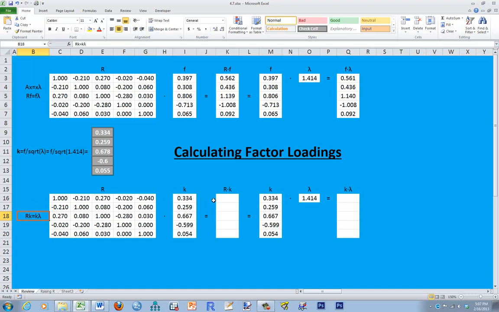So we can do matrix multiplication here and take our correlation matrix, and then the eigenvector normalized to 1, which is k, and we'll get that, and we see that R times k is the same thing as k times lambda, lambda still being 1.414. Okay. So essentially the same, like I said, a little bit of rounding error, but essentially the same.